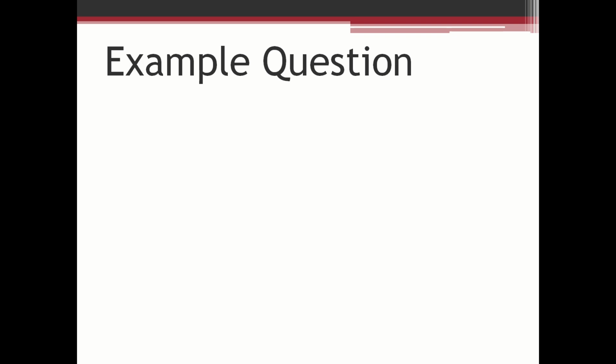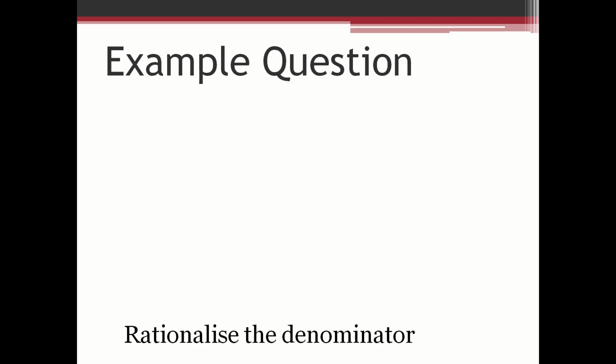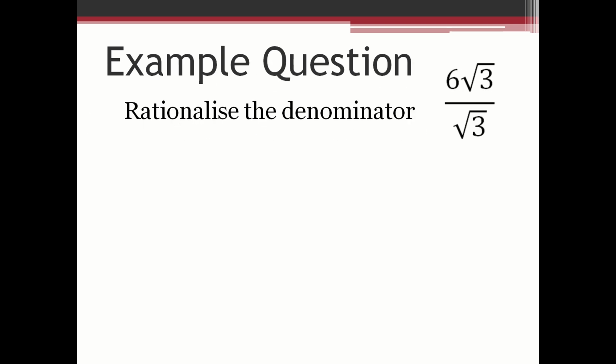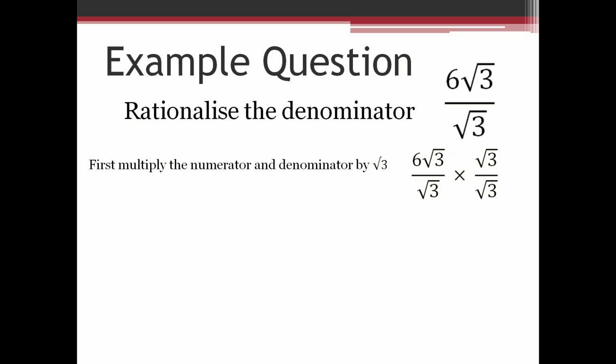Now we are going to look at the first example question. Rationalize the denominator 6 square root 3 over square root 3. First, you multiply the numerator and denominator by square root 3. The meaning of rationalizing a denominator is to make sure that the denominator is not a surd. So you would write it as this, and in your exam you have to write it in this format, and you would usually get a mark for showing what you're multiplying the numerator and denominator by.